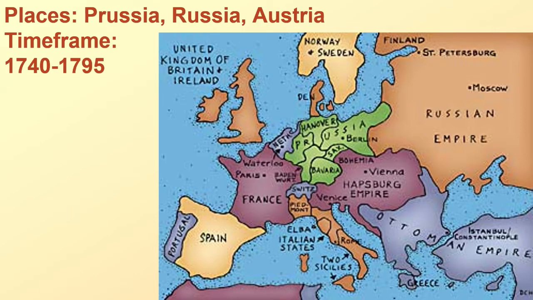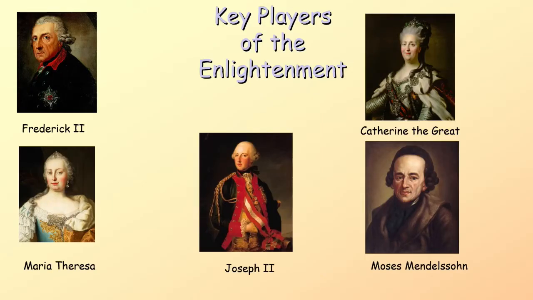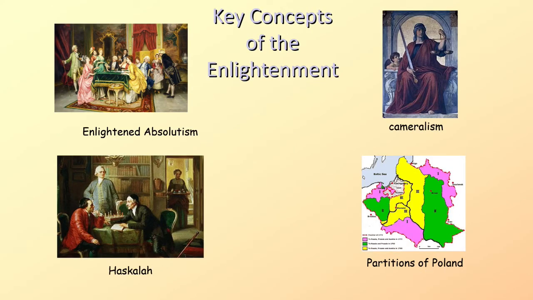And we've got my favorite map, Russia, Prussia, and Austria. And you can't see it, but Poland is kind of like somewhere in there. Key players of the Enlightenment, we've got Frederick II, Maria Theresa, Joseph II, and Catherine the Great. I guess it's four enlightened absolutists that we're going to talk about. Moses Mendelssohn is not an enlightened absolutist. He may have been enlightened, but was not an absolutist. Key concepts: enlightened absolutism, the Haskalah, the Partitions of Poland, and this idea called Cameralism.